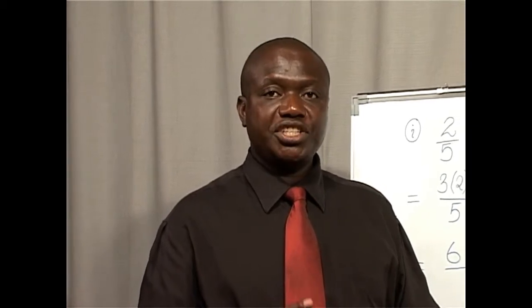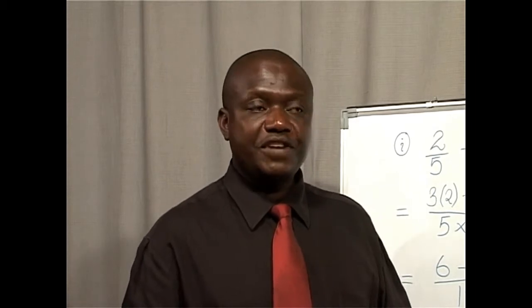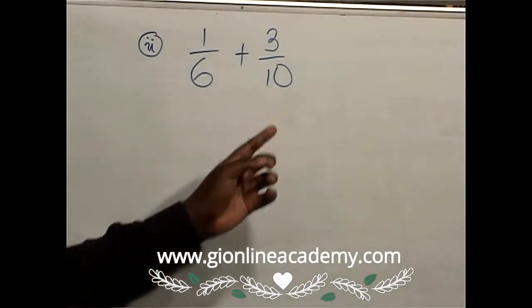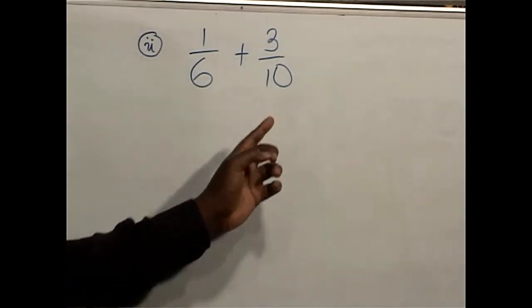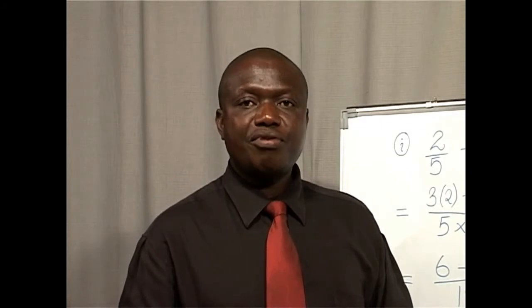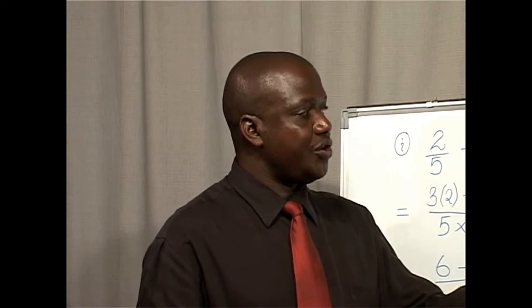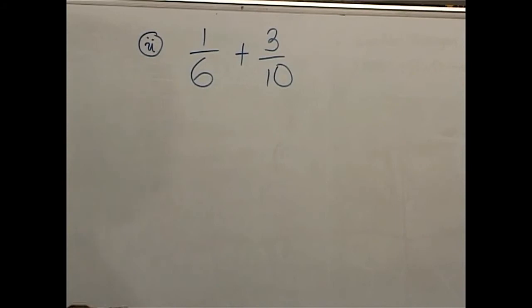So now, let's look at another situation where the denominators are not necessarily prime numbers. We have 1 over 6 plus 3 over 10. And like I said, 6 is not a prime number, just like 10 is not a prime number. So the first thing you need to do is to express the two denominators as products of their prime factors. Meaning, you find the prime numbers, which when multiplied will give you 6, and which when multiplied will give you 10. So let's start with 6.